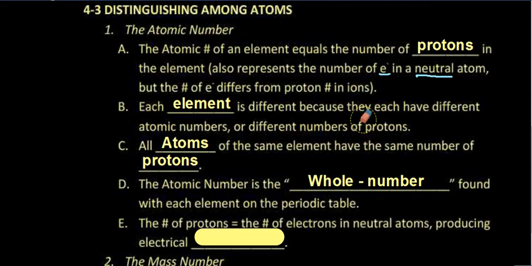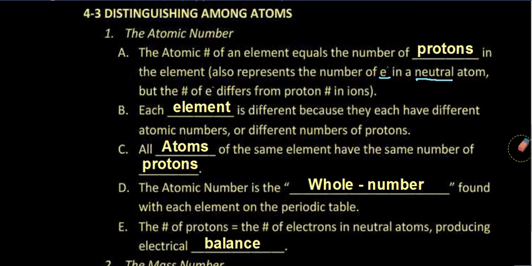Now, the number of protons equals the number of electrons in neutral atoms, which produces an electrical balance, and that's why atoms are considered electrically neutral, because you have the same number of protons and electrons. So protons are the things in atoms that don't change. The atomic number does not change, because if you change the protons, it would change the element itself, and so we don't really consider that changing within an atom.